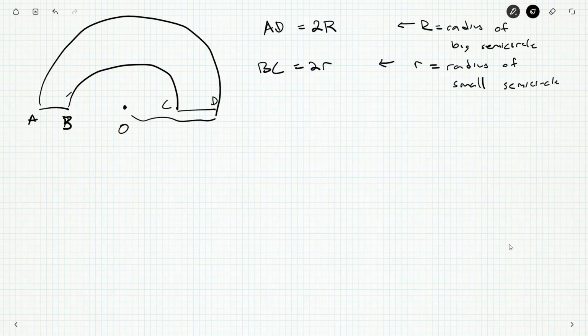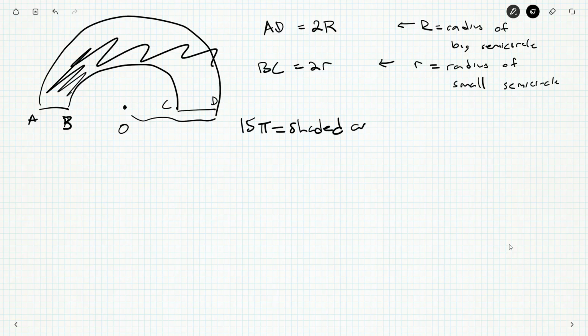So the shaded area is really the big semicircle. 15 pi is the shaded area, but we can recognize that as the big semicircle's area minus the small one. So that's 1/2 pi R squared minus 1/2 pi little r squared. Now we've got an equation involving the R that we want. We want 2R in the end. But we also have this little r here. So we've got one equation, 2 unknowns. That never bodes well. Well, they gave us extra information.